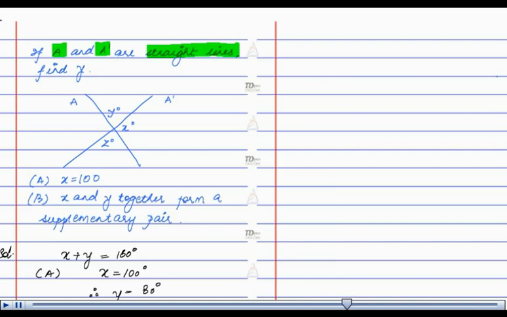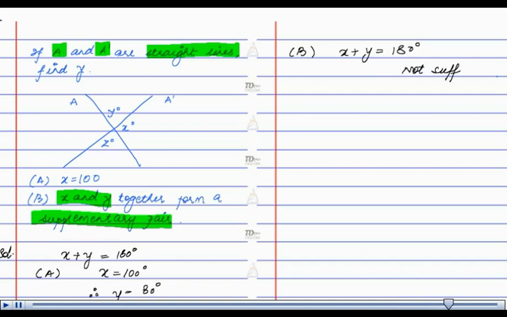From statement B, we have x and y together form a supplementary pair, that is x plus y is 180 degrees, but this is not sufficient to find out y. So the correct answer is option number 1.